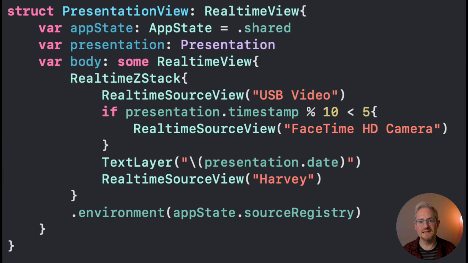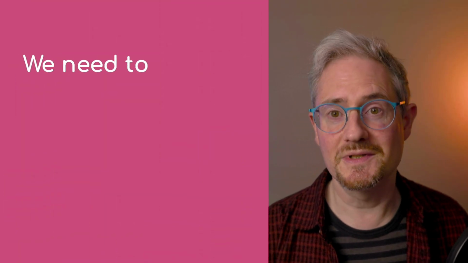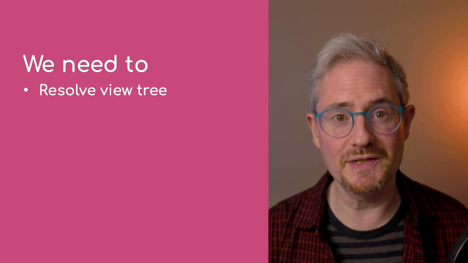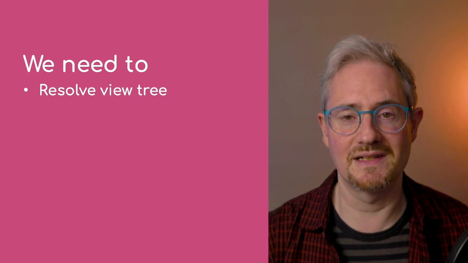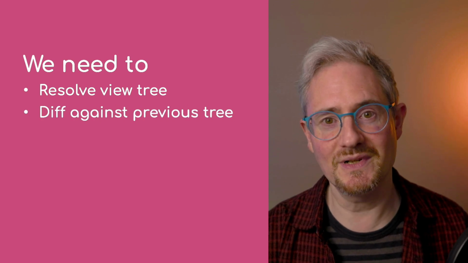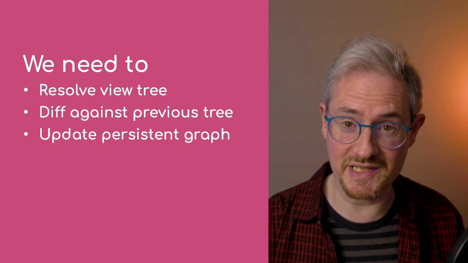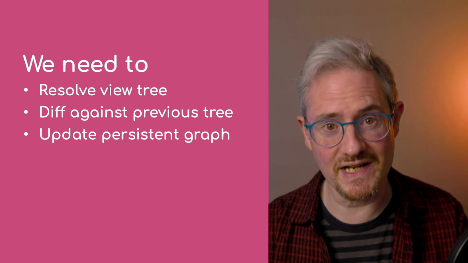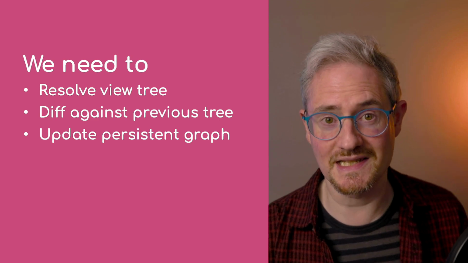So how do we take this and turn it into pixel buffers? We need to do a few steps. We need to resolve the view tree. So we need to call that body method and pass through the hierarchy there and get a view tree. We need to diff that against the previous tree. We need to update the persistent graph, which is creating nodes, edges and renderers for newly added views and managing those existing views.